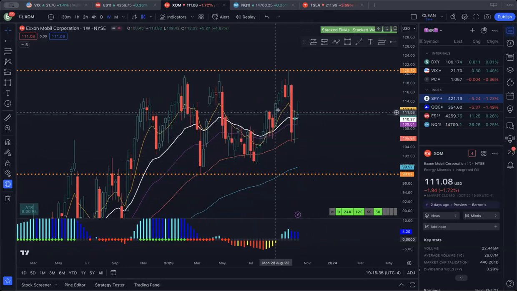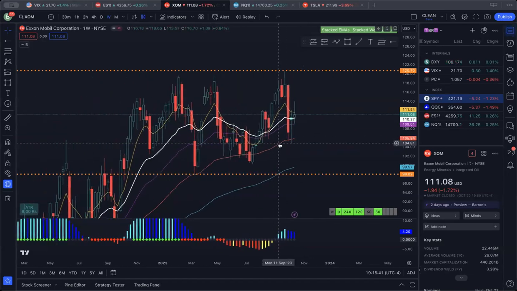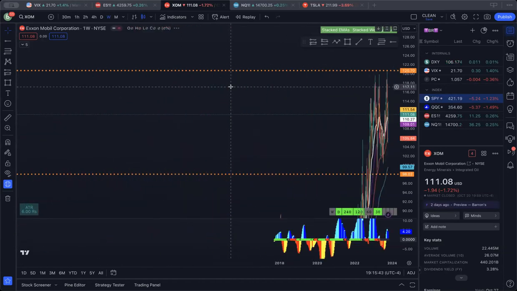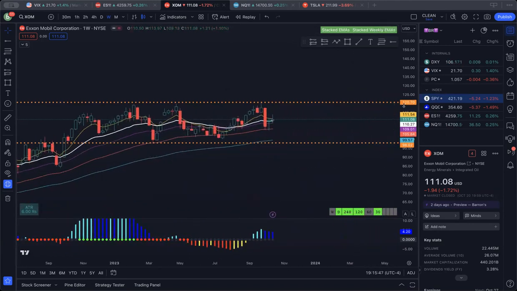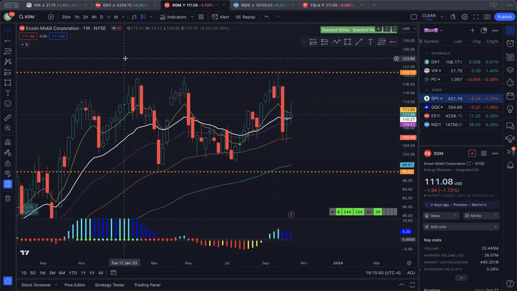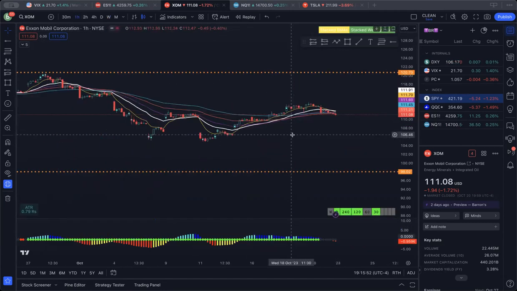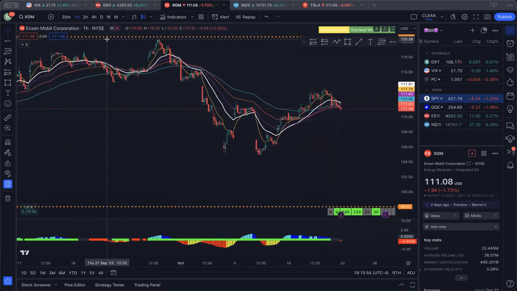In terms of the weekly squeeze, everything looks intact. This name could definitely fire long and break new 52-week highs, which actually is all-time highs. But I'm not going to be playing this name. I'm just going to wait and see how the earnings report comes out and see what happens from there.